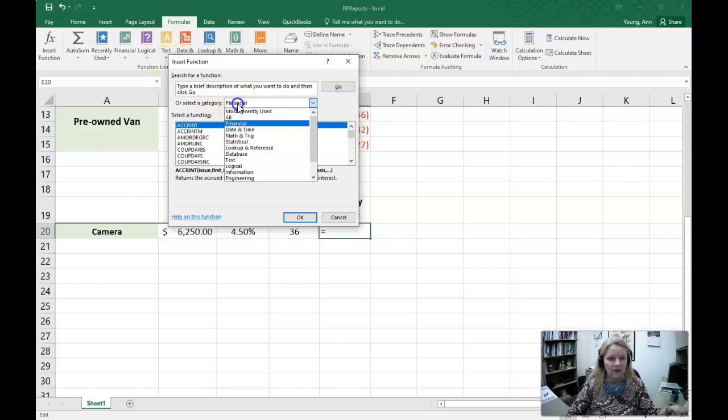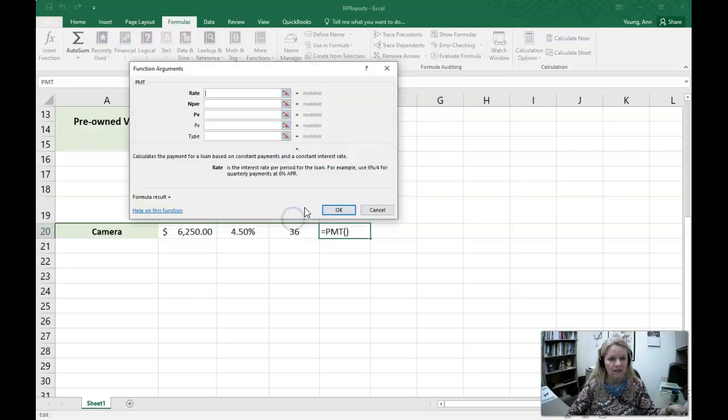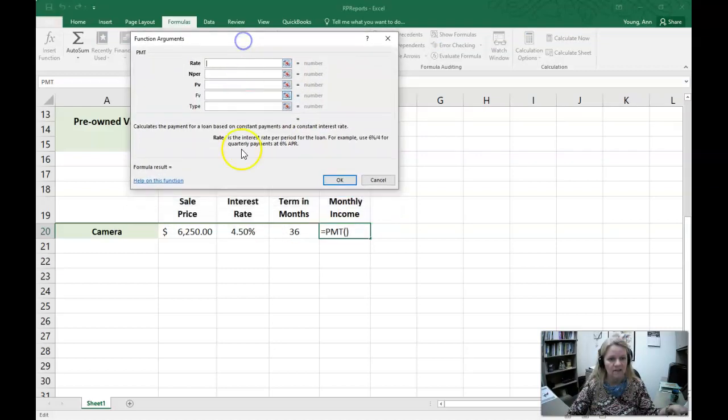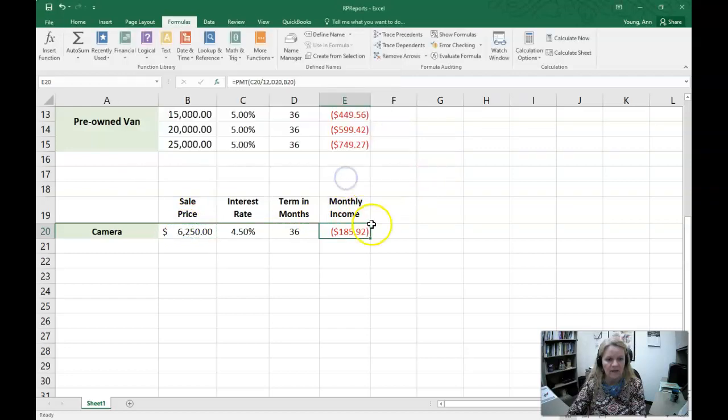We'll select from the financial group, and we'll scroll down and we'll find the payment function for the loan. All right, so he's going to loan the money at 4.5%, or what we find in cell C20, based on a 12-month calendar year for 3 years to be paid out, and the present value of the camera is found in B20, and click OK.